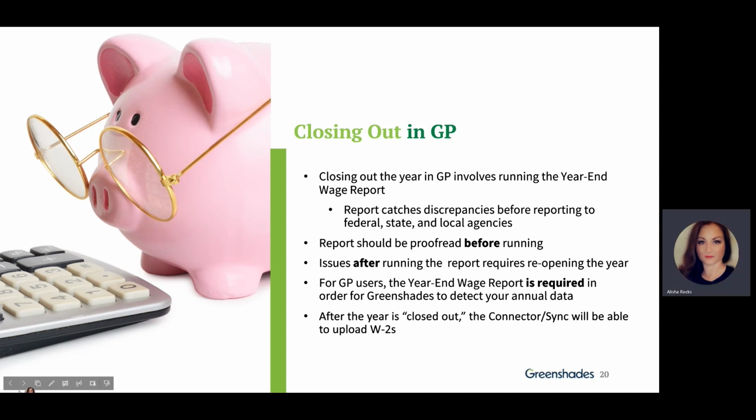Something that's important to note, if you find that there is a discrepancy after you've closed the year, the process that you'll need to go through basically is to reopen the year, make the adjustment, close the year again, rerun that year-end wage report, and then sync that data back over. If you have any questions, you always feel free to reach out to our Greenshades support. That's what they're here for, is to help.